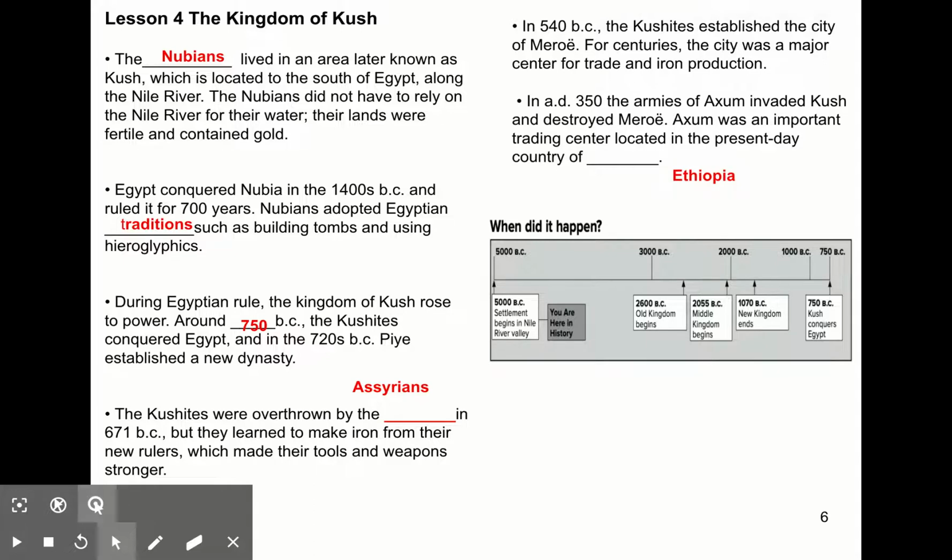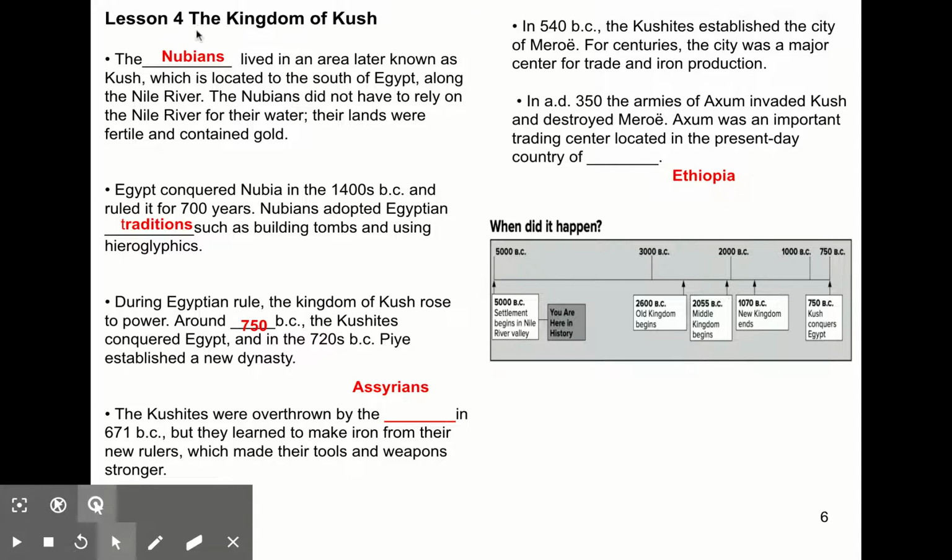And last but not least, in 350 AD, the armies of Axum invaded Kush and destroyed Meroe. Axum was an important trading center and is in the present-day country of Ethiopia. And we're going to be learning a lot more about Ethiopia in the future. Ethiopia is a very strong kingdom, and even in the future, Ethiopia was the only modern day country that was never colonized by a European nation. So Ethiopia has a very strong independent history.